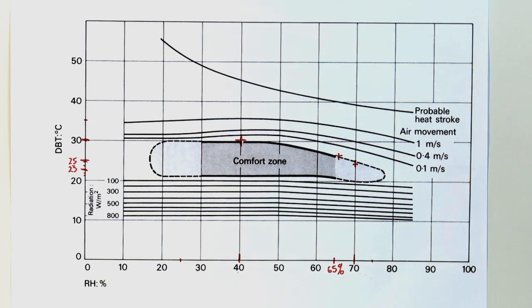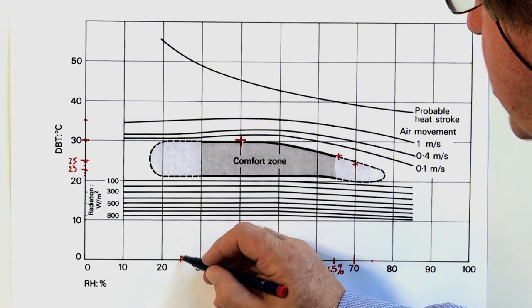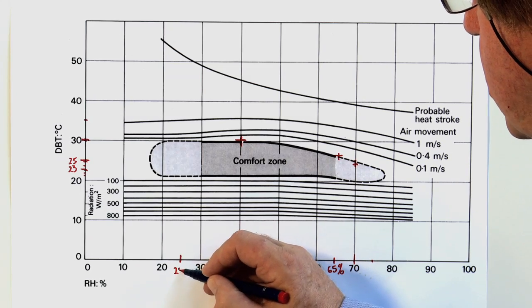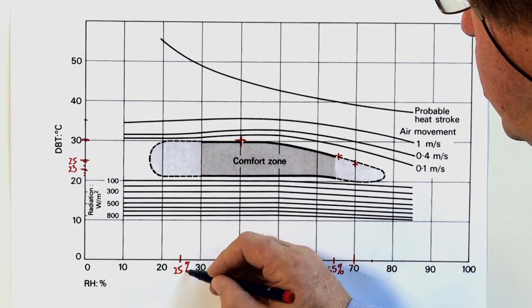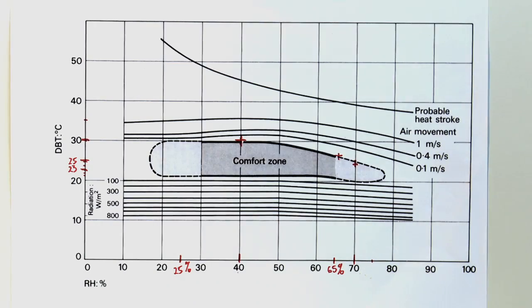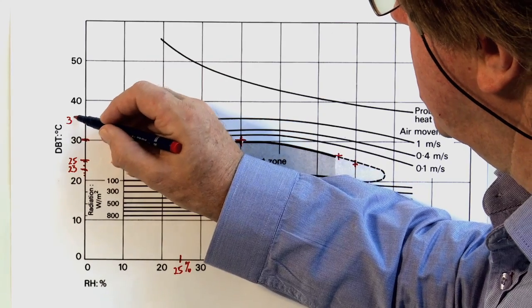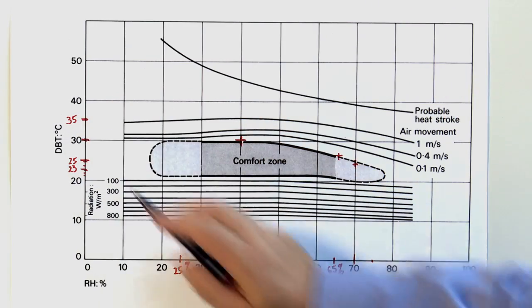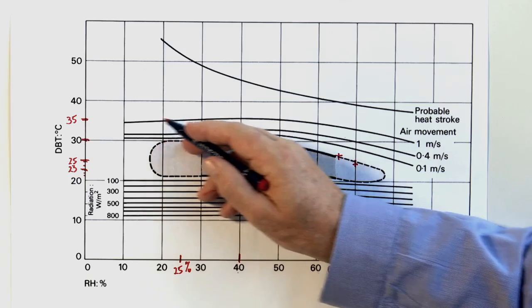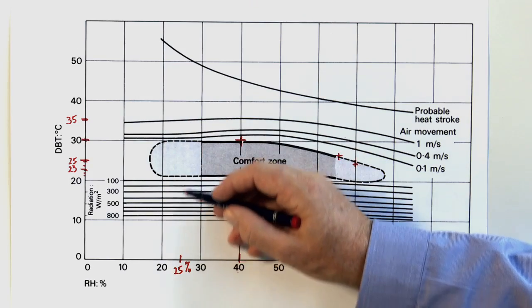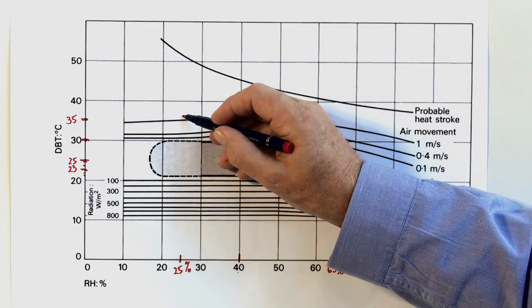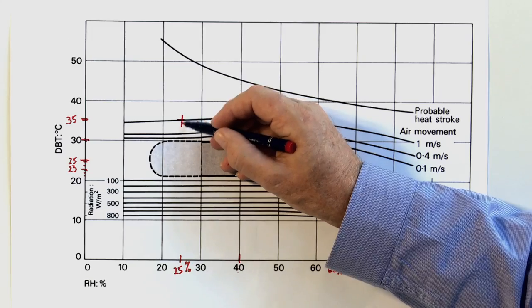The last example we looked at was 25% relative humidity. But in this case, we had a dry bulb temperature of 35 degrees. Again, plotting across and up, we can see that we are out of the comfort zone.